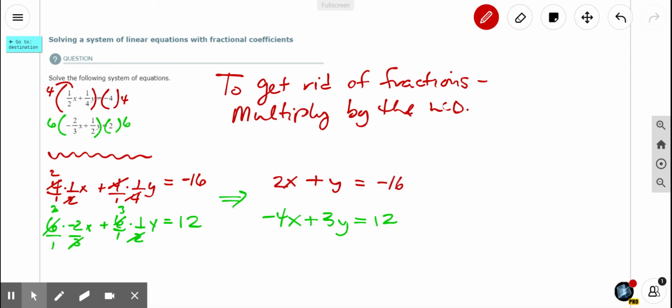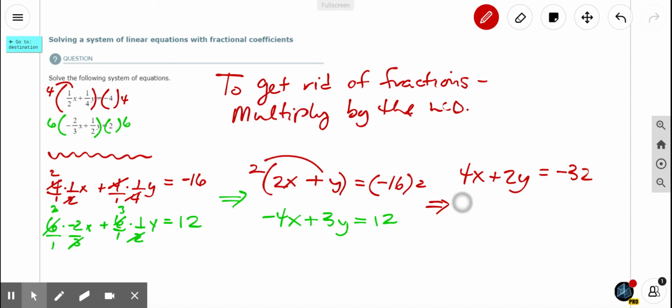Okay, now you have the situation where we could possibly add these together, but we don't have any that are completely opposite. So I'm now going to multiply this one by 2. And the reason why is I want to cancel the x's. So here we go again. 4x plus 2y. Do not forget, this is the number one mistake. People forget to distribute to that second term. Equals negative 32. And negative 4x plus 3y equals 12.